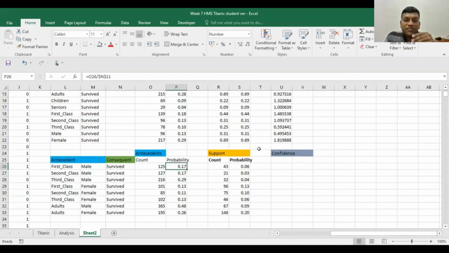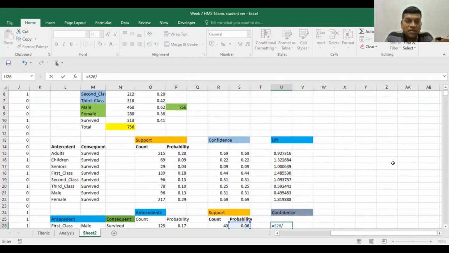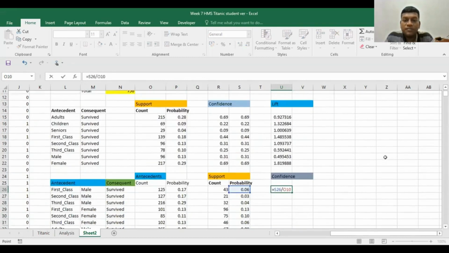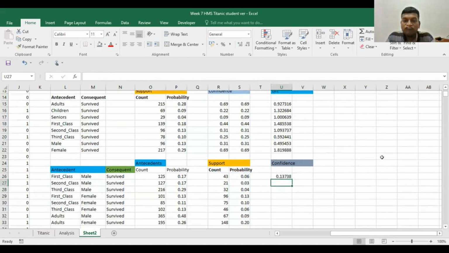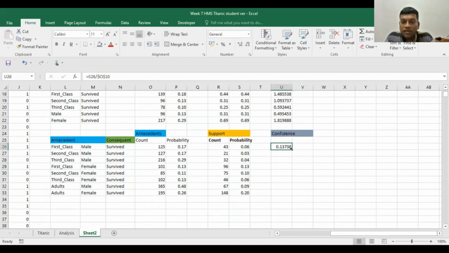Right. So now we have the antecedents. We have the support. Now basically confidence would be joint probability. So support is also joint probability. So this would be this figure, that is joint probability divided by the probability of survived. That is here. Lock the cell. And pull it down. And I'll kill some of the decimals.